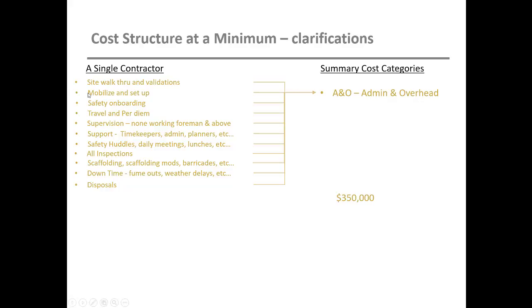So for site walkthroughs and mobilization, these may happen way prior to the actual execution, but we want to know all the costs. The admin and overhead costs can be very, very high, especially if you have, let's say, an inspection company or a specialty welding company that's bringing in five welders. It may cost more to get them in there, get them set up, and monitor them than it does to actually perform the weld. And this is something that's overlooked quite a bit.